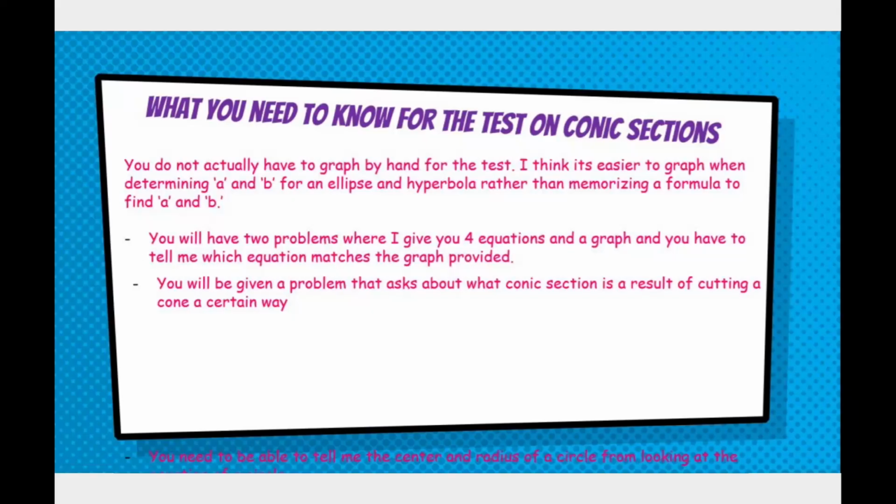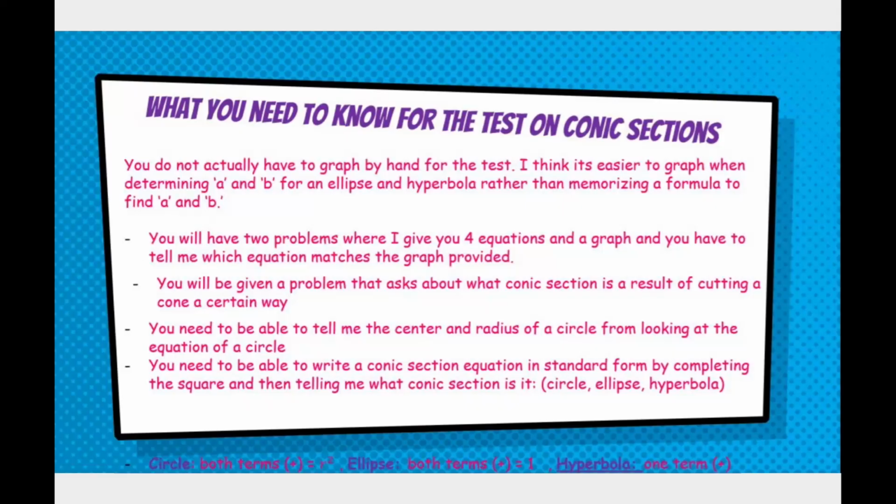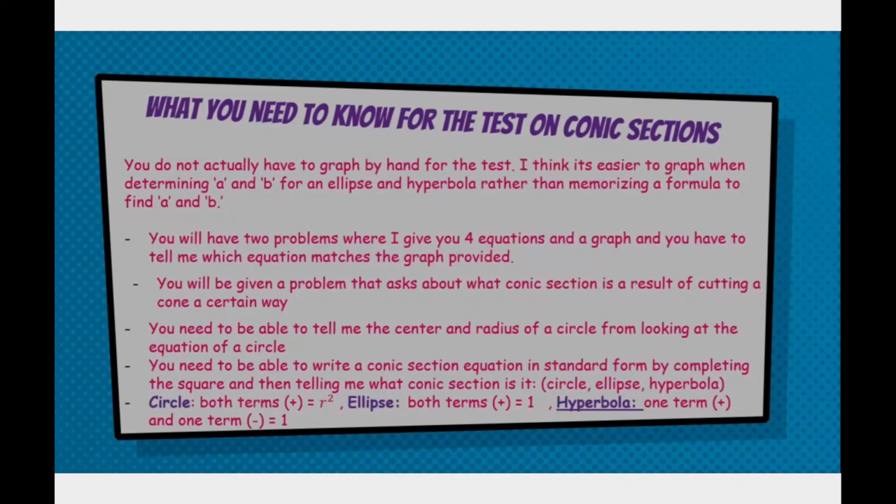You'll be given a problem that asks about conic sections as a result of cutting a cone a certain way, like what I just told you in the last slide. And then you need to be able to tell me where the center and radius of a circle are from looking at the equation of a circle, which should hopefully be fairly easy, a gimme type of problem. That's just h and k, and remembering that you need to take the square root of what's written for r squared to find the radius. And then you need to be able to write a conic section equation in standard form by completing the square, like we have seen, for either a circle, ellipse, or hyperbola.